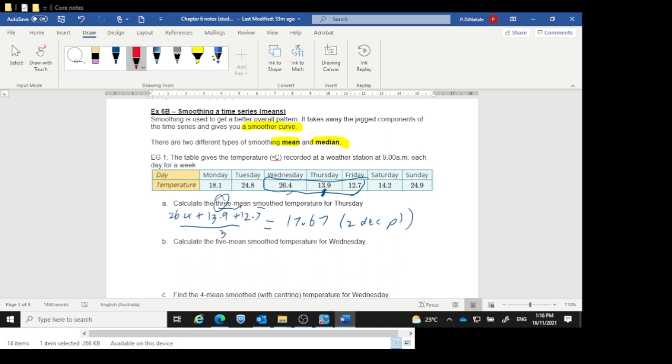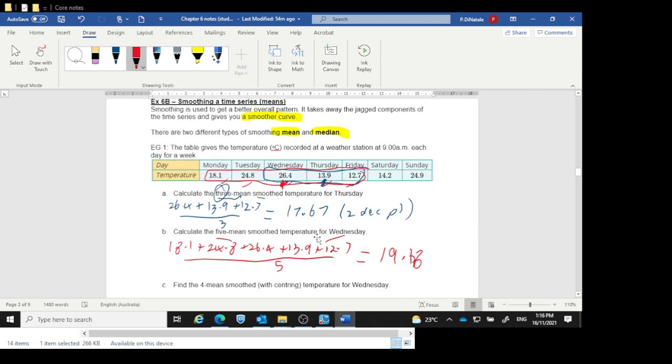If we're doing 5 on Wednesday, well, there's Wednesday right there, so I have to include this one here. There's 5 numbers, that's 1. I'm going to have 2 on either side, and these 2 as well. So I'm doing it on all of these 5 numbers. When it's an odd number, that's how we do it. So 18.1 plus 24.8 plus 26.4 plus 13.9 plus 12.7, and we're going to divide by 5. Of course, I don't have to show all this work now. When you do that, you get 19.18.